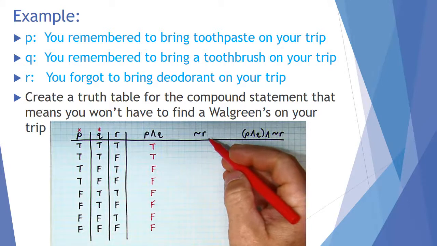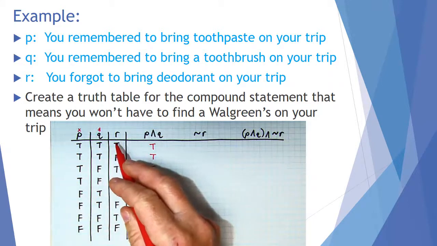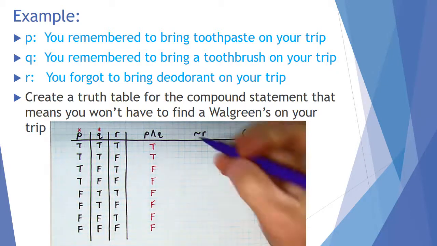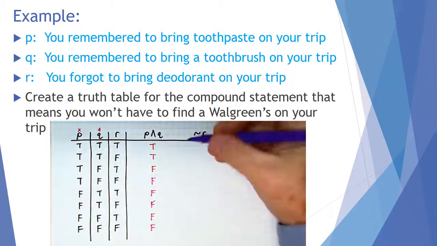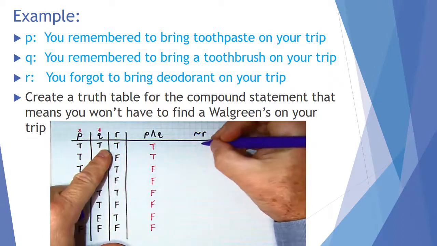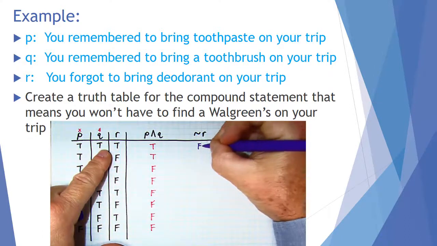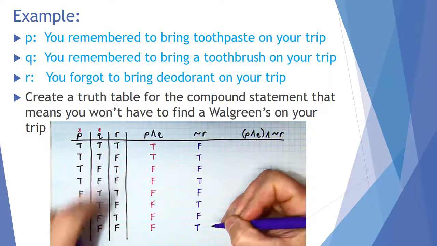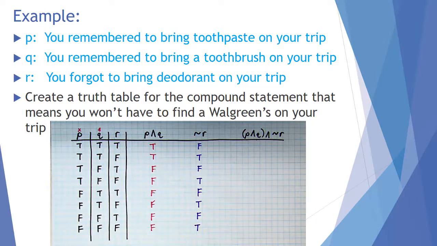Okay, now we need the negation of R. Remember, R is we forgot our deodorant, but the negation of R will mean we remembered our deodorant. So we're going to flip all of our entries in column R, and it'll become false, true, and so on. And that means we're ready to build our final column.